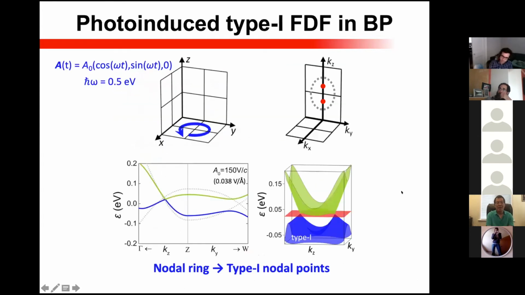Okay, now if we apply a laser and shine light on it, as I show here by this vector potential dependence on the frequency and time, then interestingly, this nodal ring band structure transforms into a type 1 Dirac point. That means you can imagine this ring shrinks into a single point. Because this dispersion relation looks like an upright Dirac cone, it's type 1.